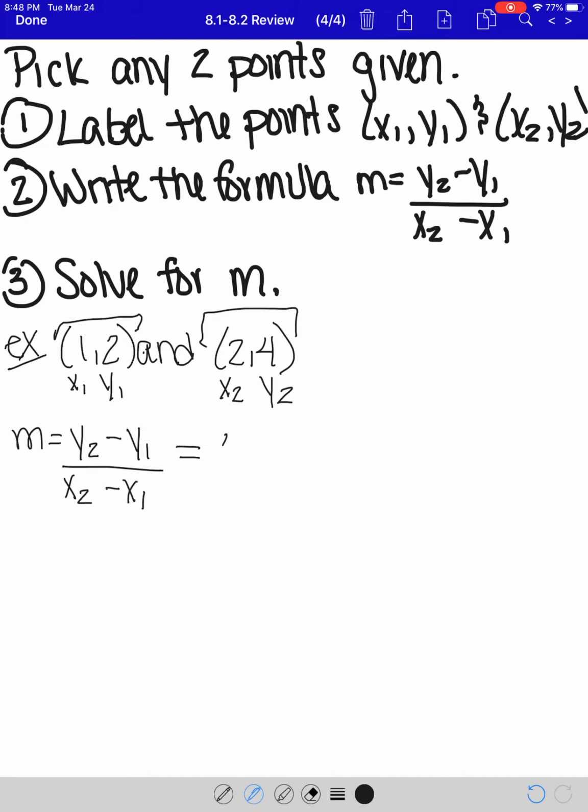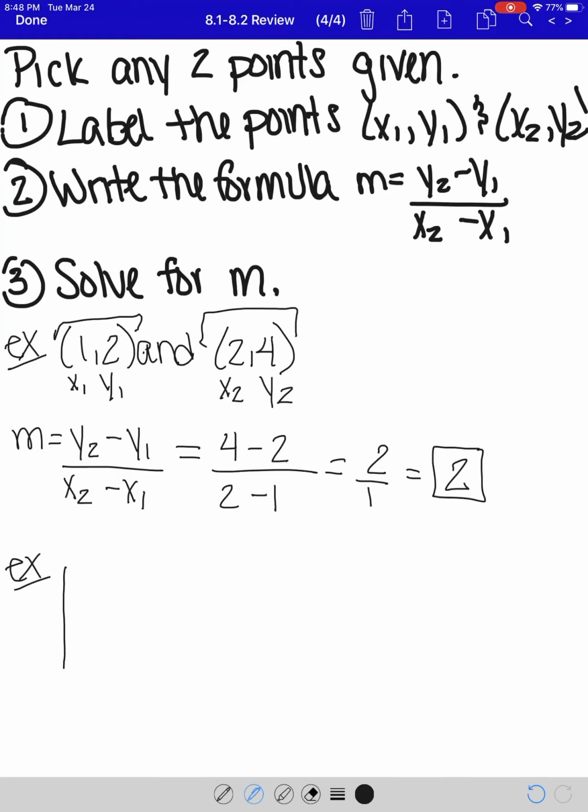Okay? So again, I'm going to write my formula over X2 minus X1. So then I just plug it in. 4 minus 2 over 2 minus 1. 4 minus 2 is 2. 2 minus 1 is 1. My slope is 2. Okay?